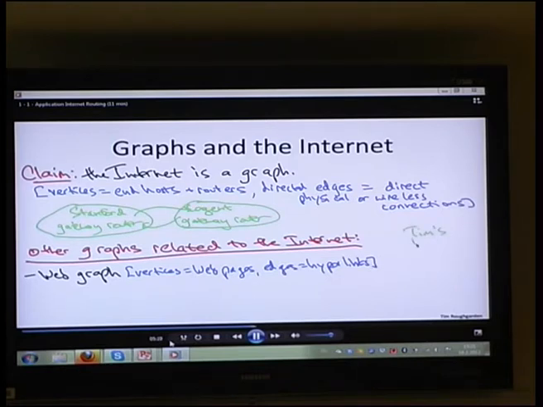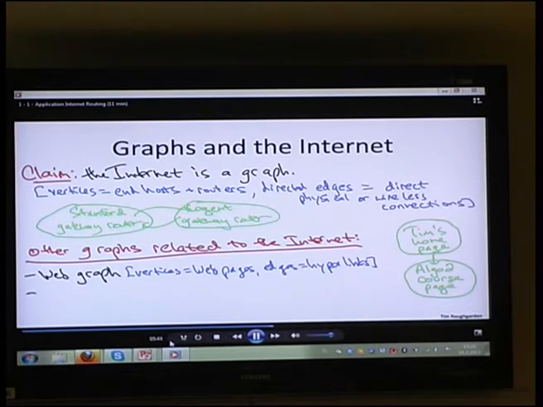So for example, my home page is one node in this massive, massive graph. And as you might expect, there is a link from my home page to the course page for this class. It is, of course, essential to use directed edges to faithfully model the web. There is, for example, no directed edge from this course's homepage to my own homepage at Stanford.